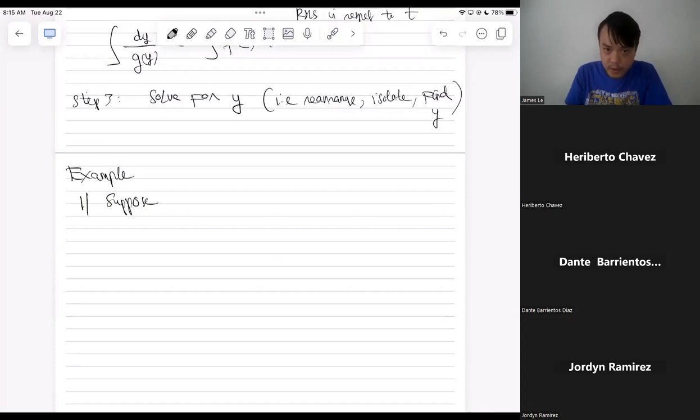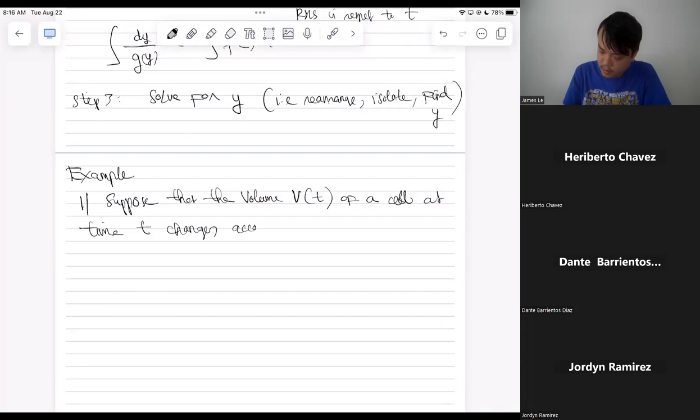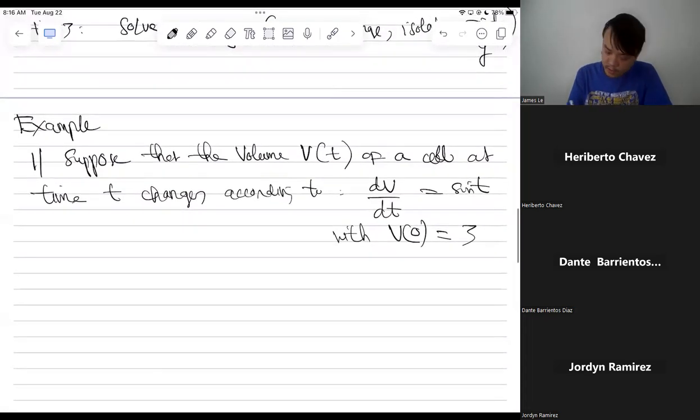Example: the velocity v of t of a cell at time t changes according to the equation dv over dt equals sine t, with initial condition v of 0 equal 3. Okay, so you need to find v of t.